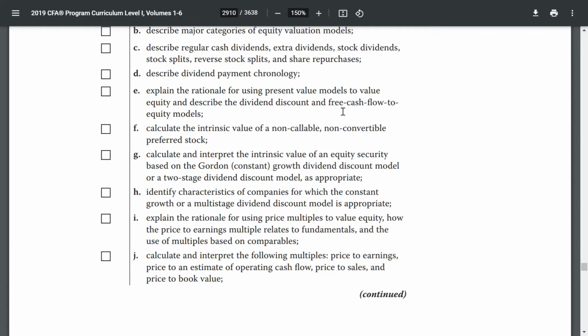Explain the rationale for using price multiples to value equity, how the price to earnings multiple relates to the fundamentals, and the use of multiples based on comparables. Calculate and interpret the following multiples: price to earnings, price to an estimate of operating cash flow, price to sales, and price to book value.